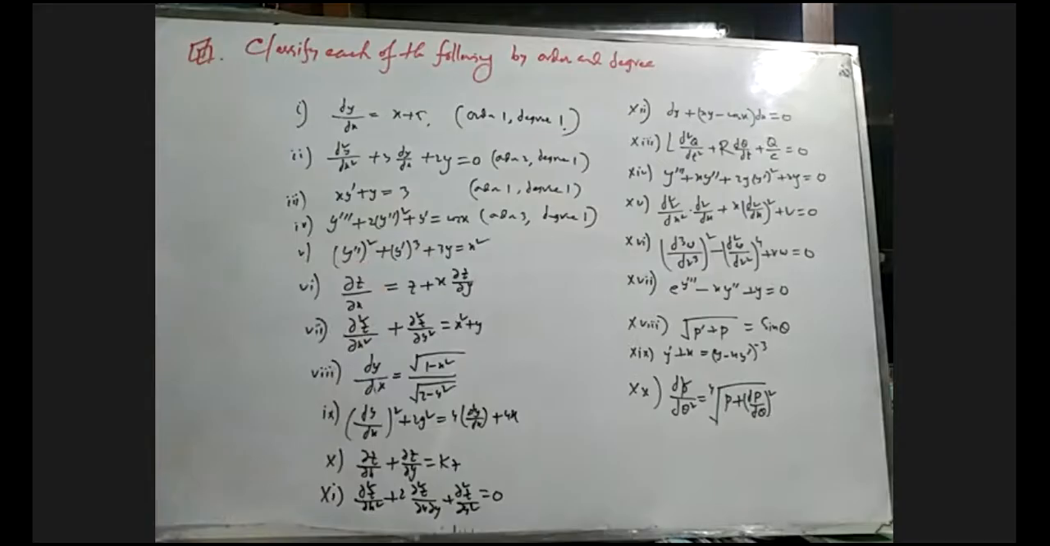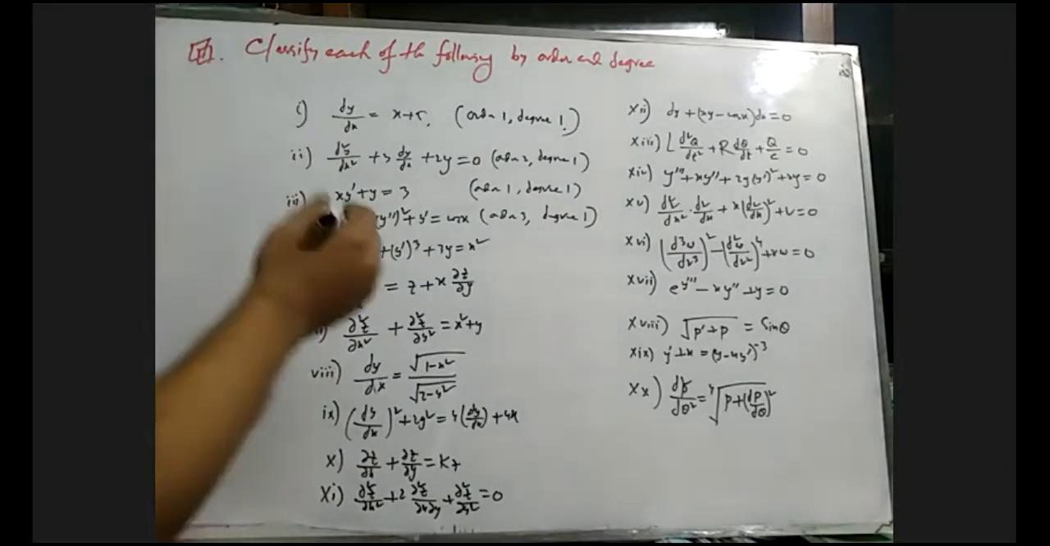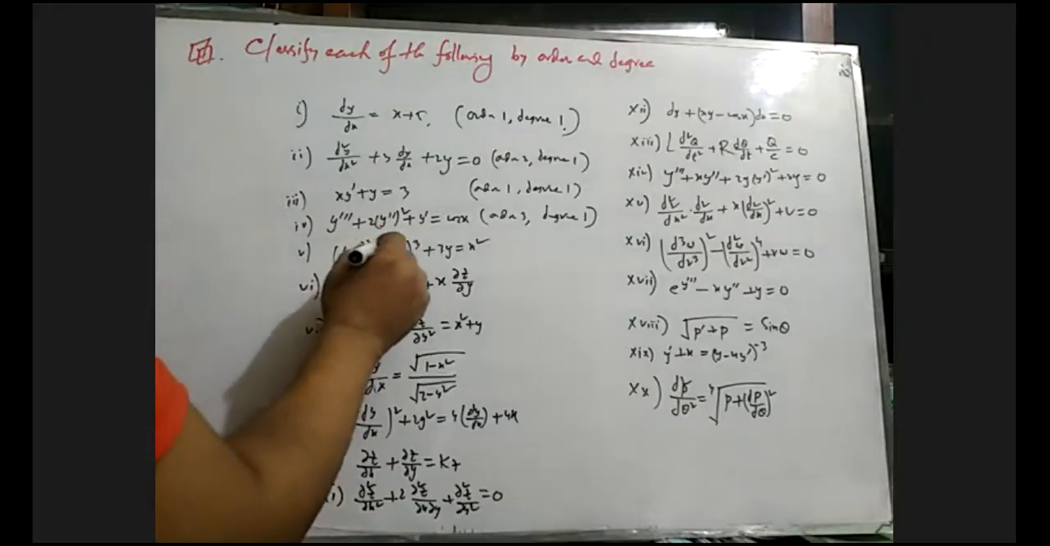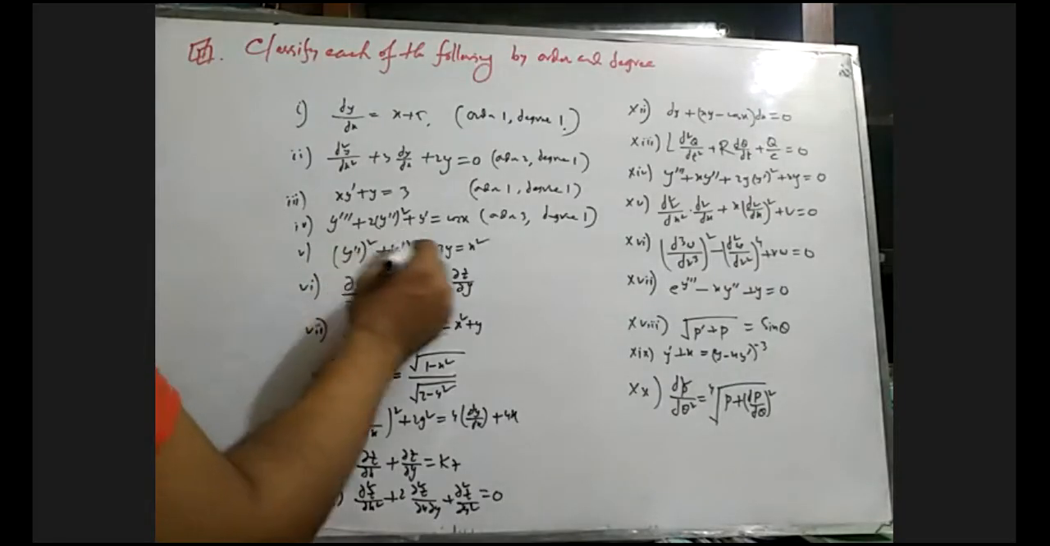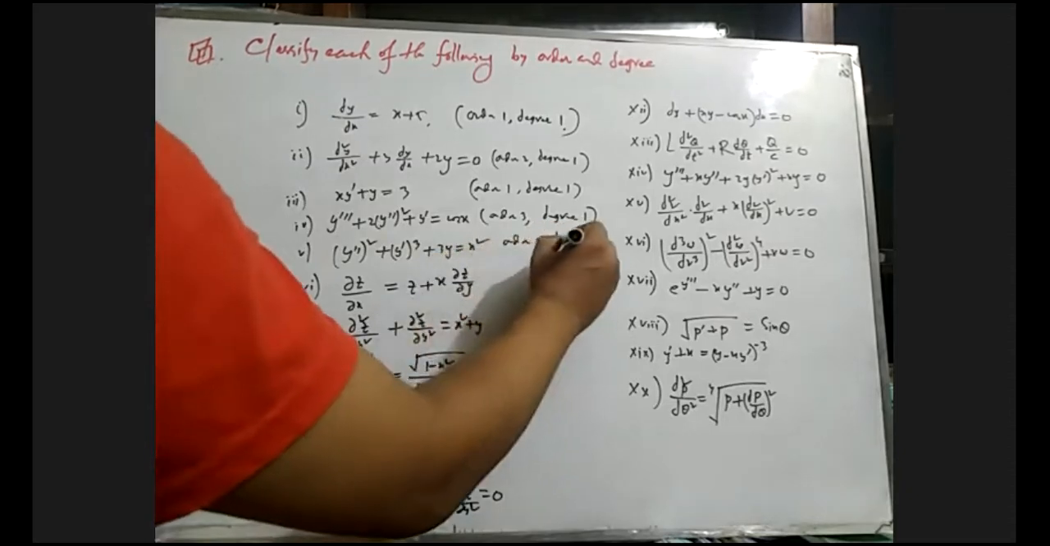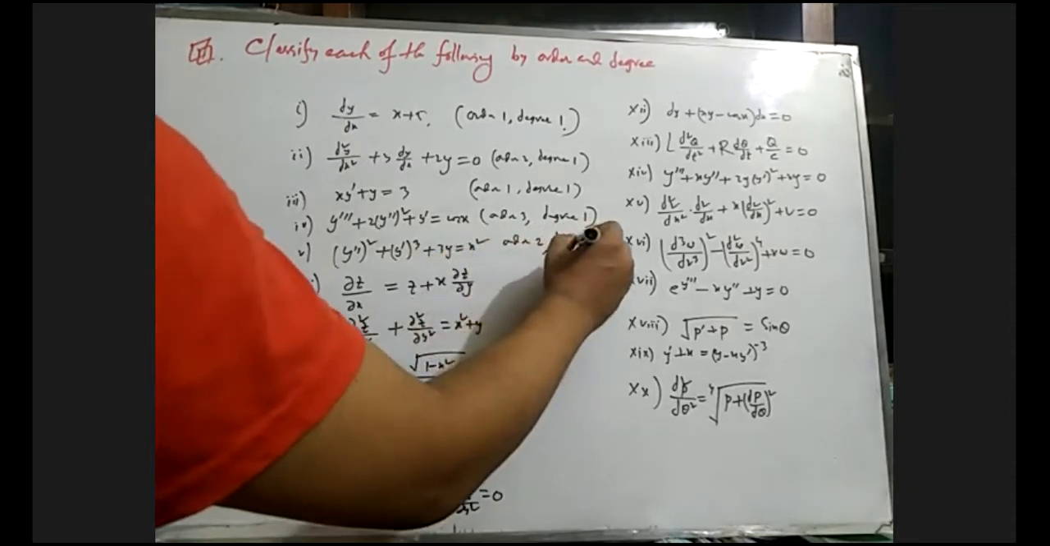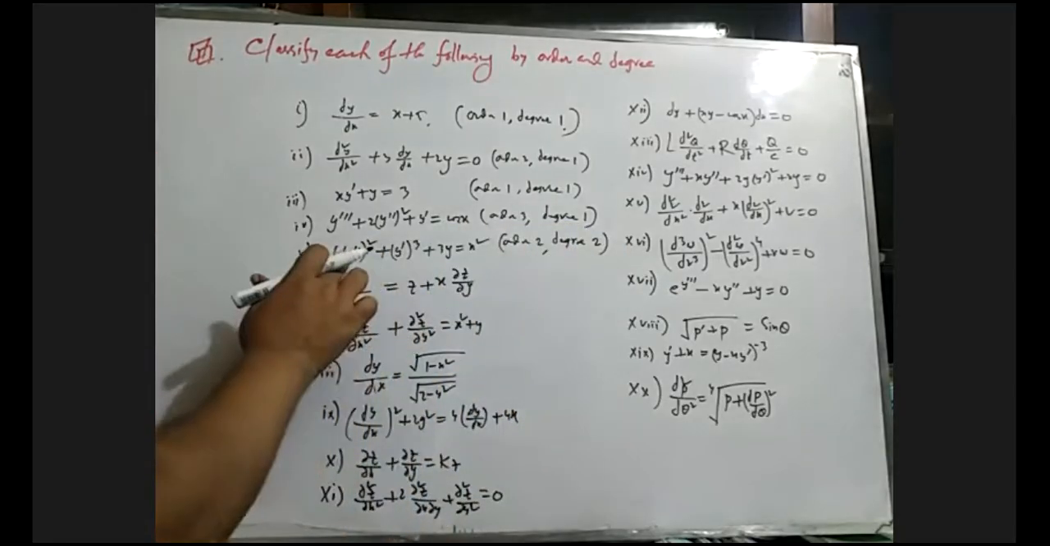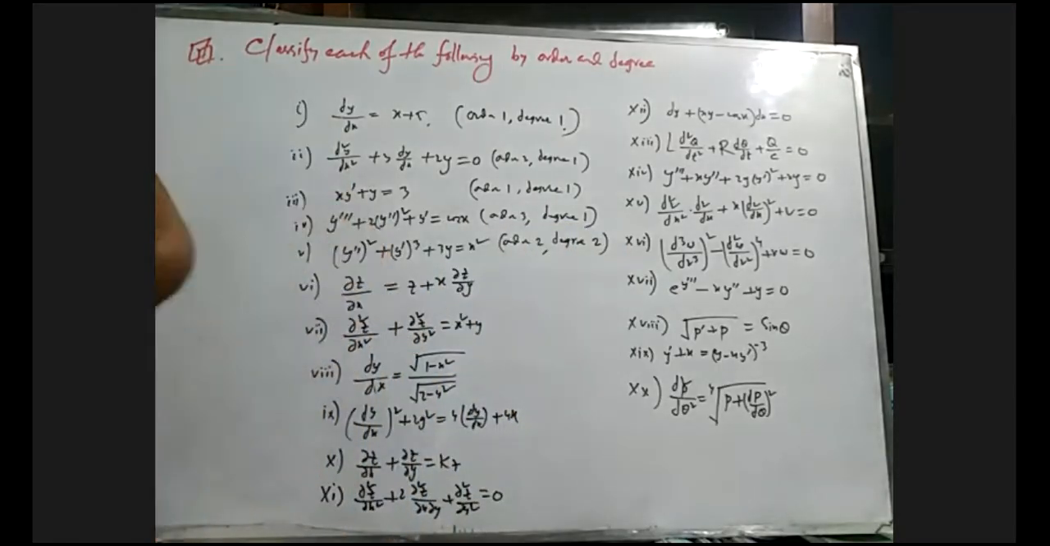Now 5 will be what? Here order, second derivative. So order will be 2, and degree also 2, because highest power is 2.